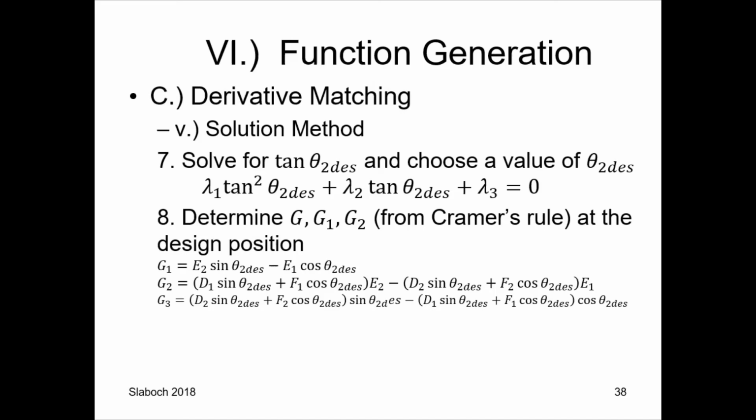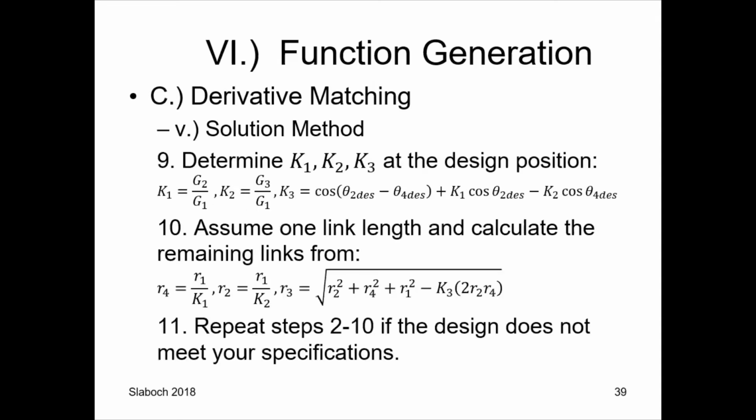So then there are some G coefficients that you can calculate, and this is why MATLAB is helpful. You just type all this stuff in. And then finally, from those G coefficients, you can get K1, K2, K3, and then get the R values from K1, K2, and K3. So again, pick the ground length, and then you'll be able to calculate the other 3.